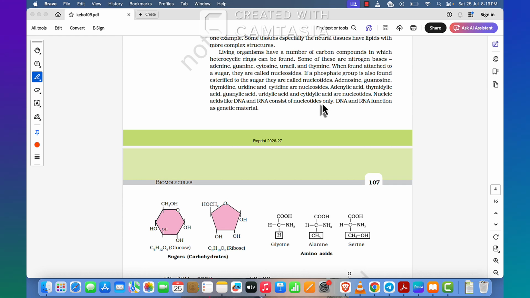Living organisms have a number of carbon compounds in which heterocyclic rings can be found. Some of these are nitrogen bases: adenine, guanine, cytosine, uracil, and thymine. When found attached to a sugar, they are called nucleosides.